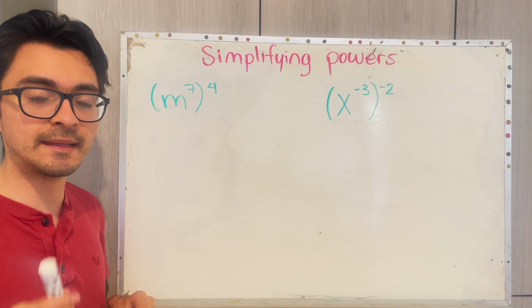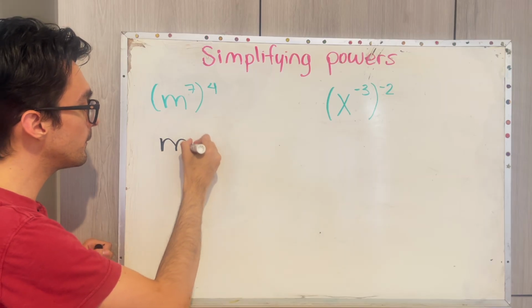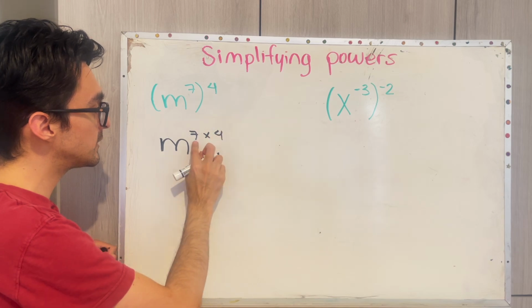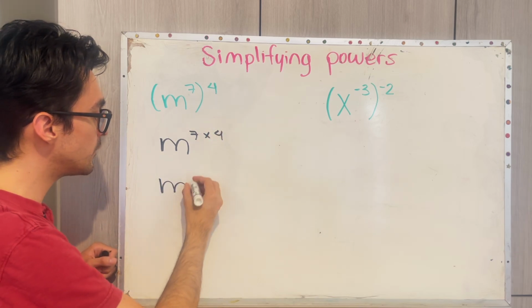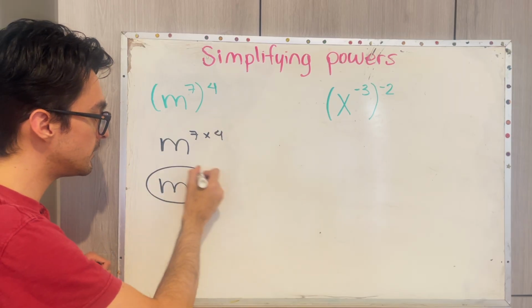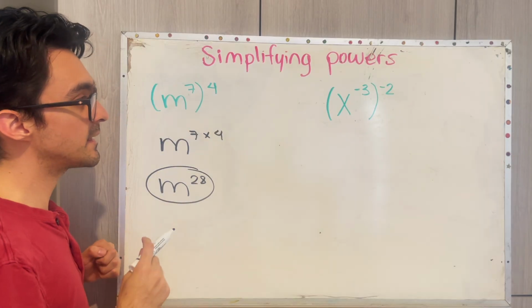Now, let's take a look at these other examples. So here, my base is m. I'm bringing down the m. I'm just multiplying now the two exponents that I have. 7 times 4 will give me 28. So it's m raised to the power of 28. This would be the simplified form for this power right here. Let's take a look at the next example.